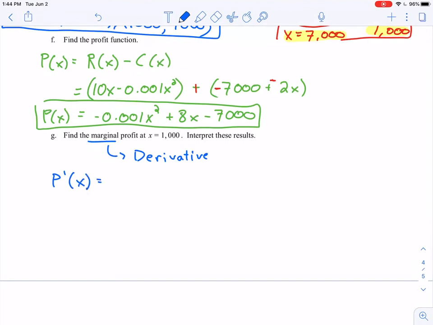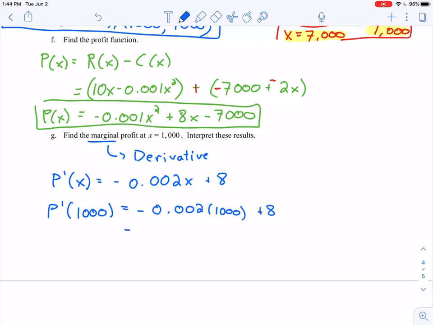We'll just be using our power rule. So negative 0.002x plus 8, derivative of negative 7,000, that's just a constant, so that'll be 0. So here's my marginal profit function. I want to evaluate this at 1,000 here. So this is equal to negative 0.002 times 1,000 plus 8.